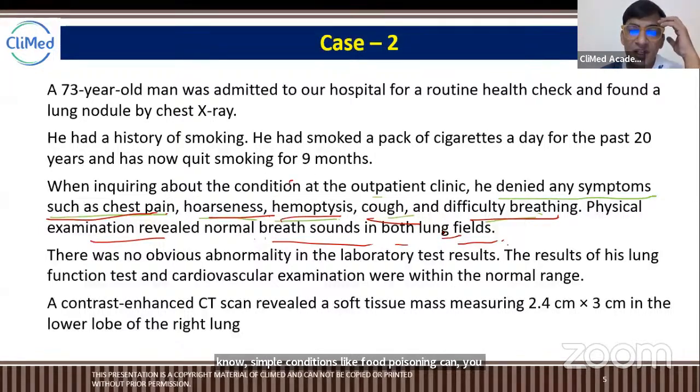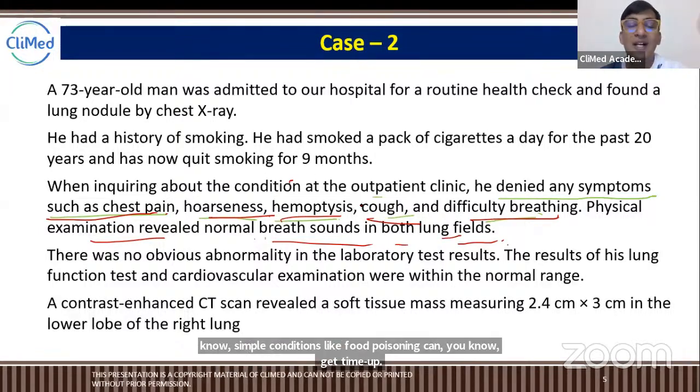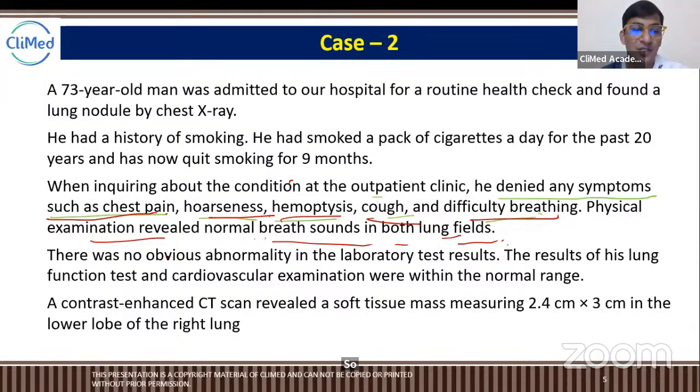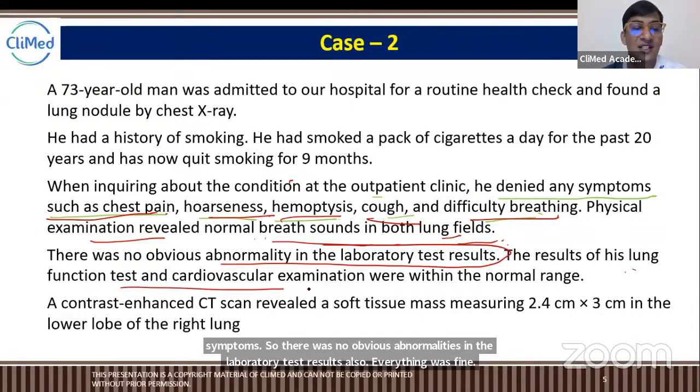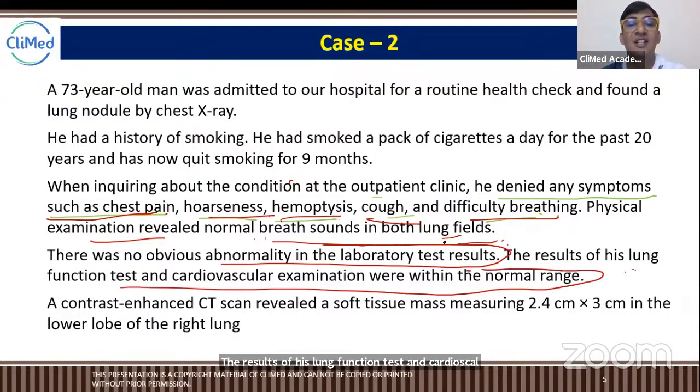So here everything was normal. There were no symptoms, and no obvious abnormalities in the laboratory test results either. The results of his lung function test and cardiovascular examinations were within normal range. Only he had a lung nodule on chest X-ray.